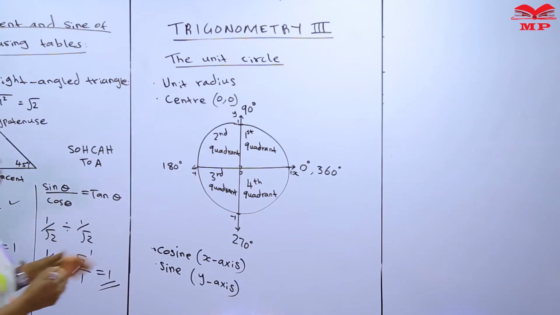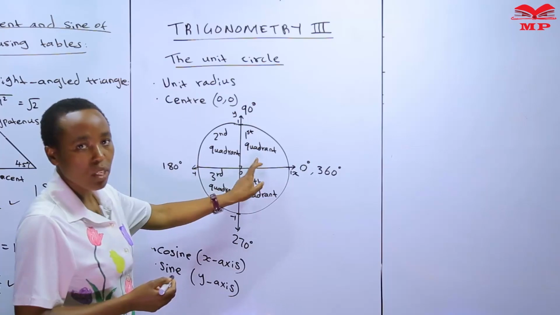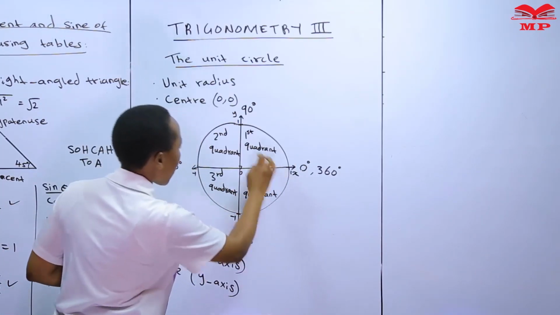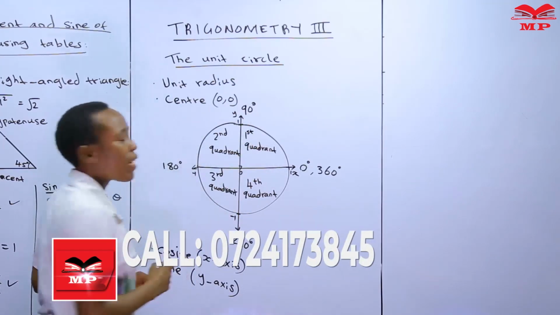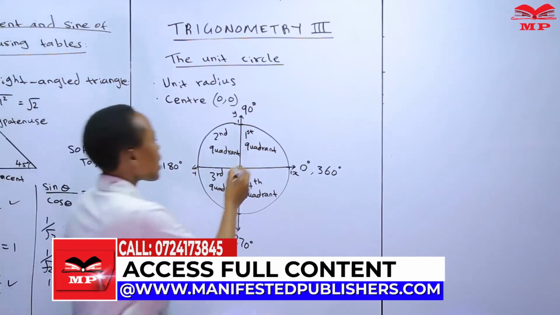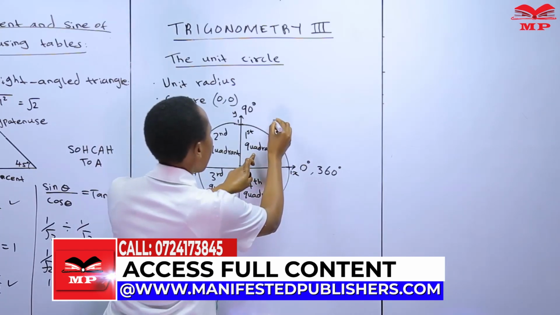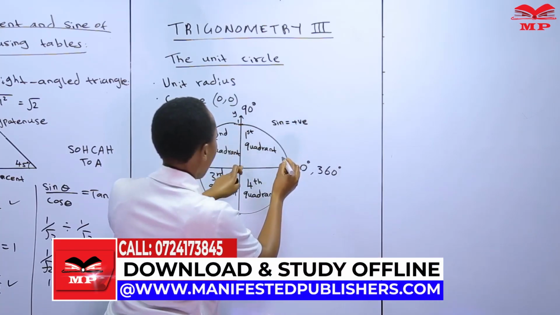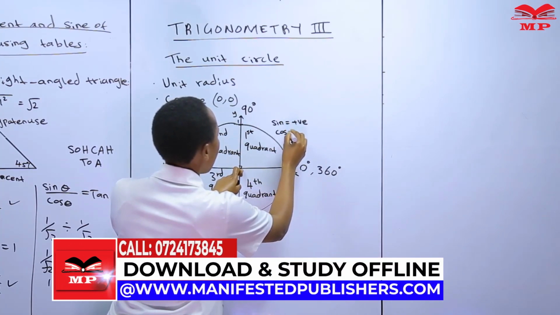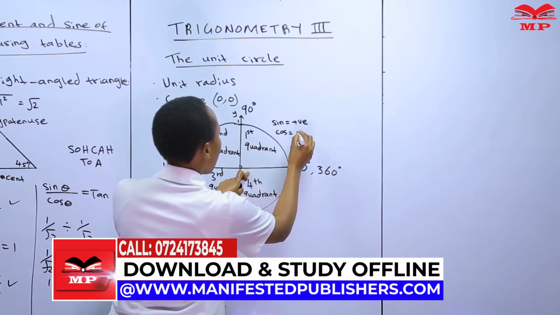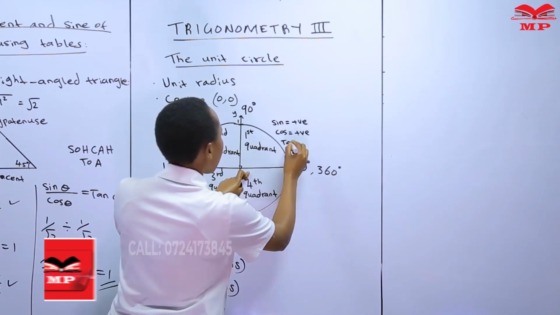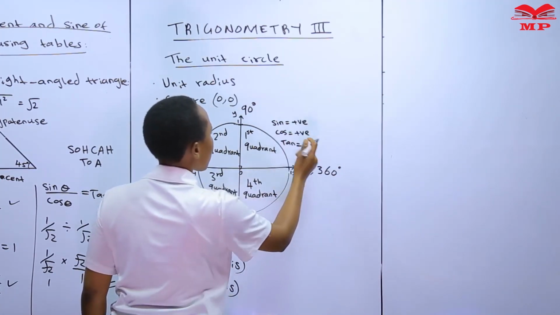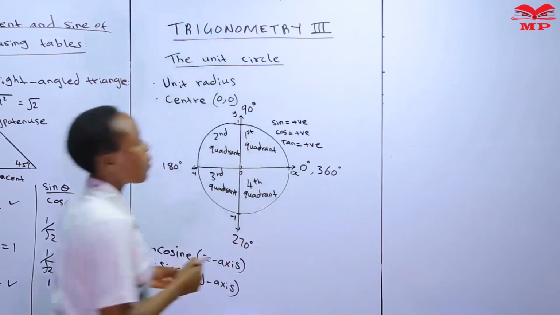I want to start with the first quadrant. The values of x here are positive, and the values of y here again are positive. So we can say here in the first quadrant, the sine is positive, that is on the y-axis, and the cosine is also positive on the x-axis. And therefore the tangent, since tangent is sine over cos, positive over positive will also be positive.